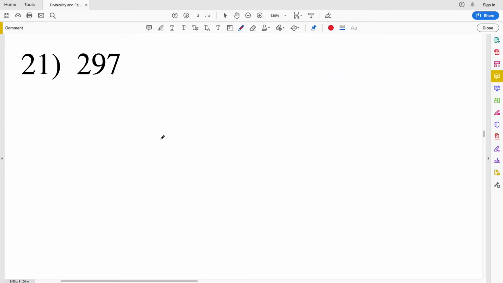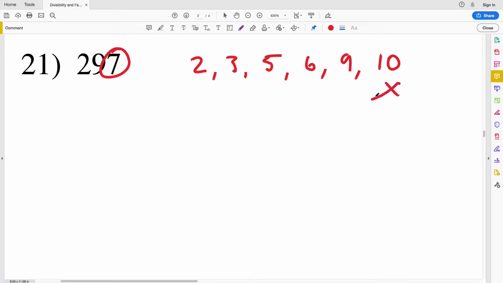For number 21, we have the number 297. Let's check to see if it's divisible by 10. It doesn't end in a 0, so it's not. Checking for 5, it doesn't end in a 5 or 0, so it's not. Checking for 2, it doesn't end in an even number, so it's also not divisible by 2. And if it's not divisible by 2, it's not divisible by 6. So we're left with 3 and 9.